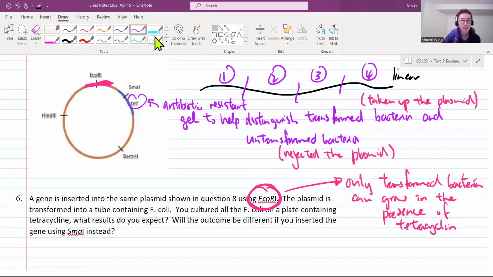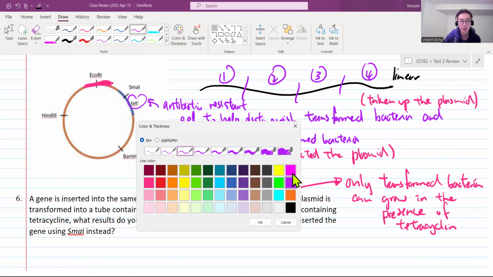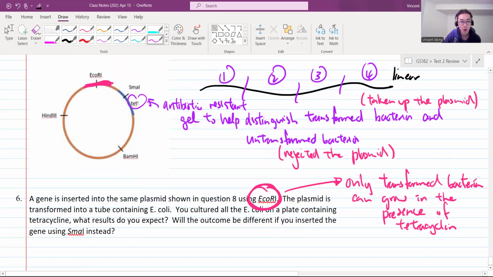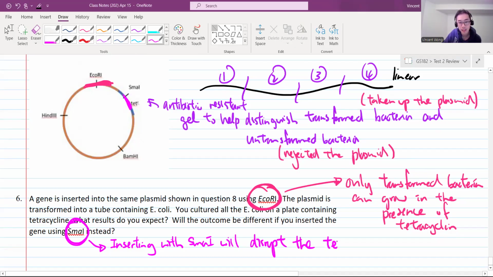Now, what if you insert using SmaI? You see, SmaI is right here, right? Then the gene's going to go right there. So insert, no growth at all. That's right. Inserting with SmaI will disrupt the TETR gene.